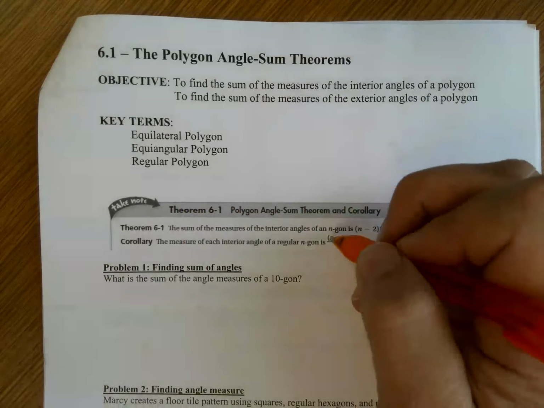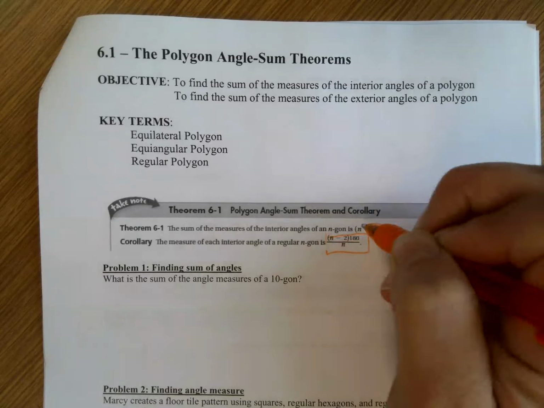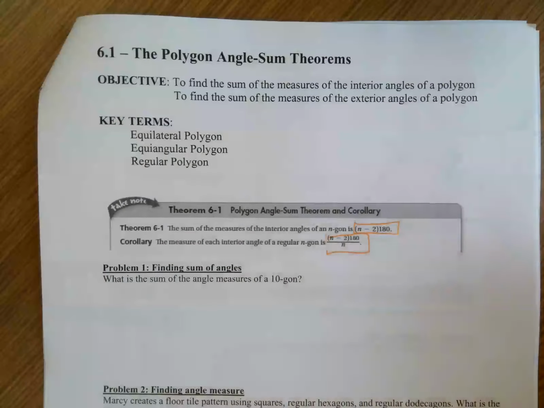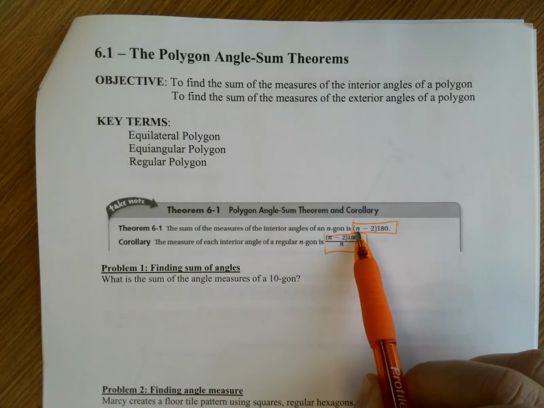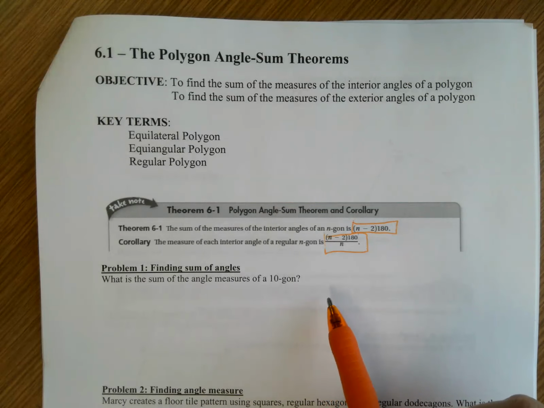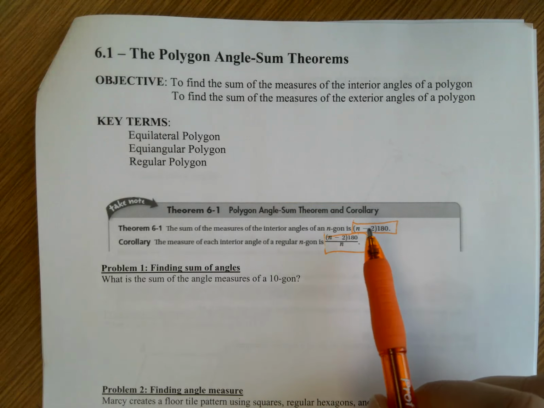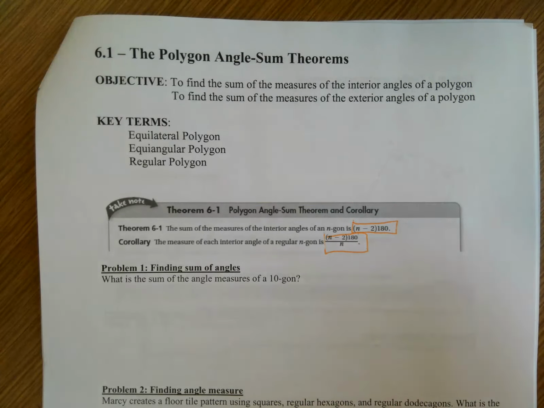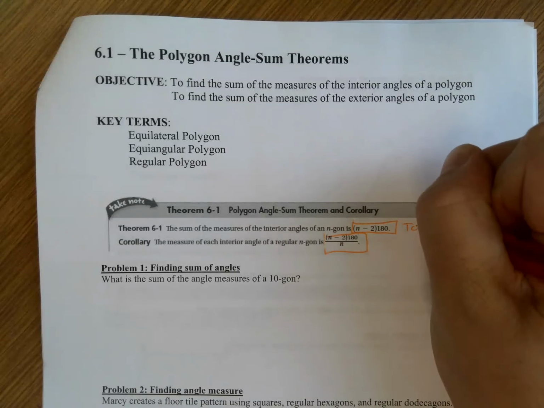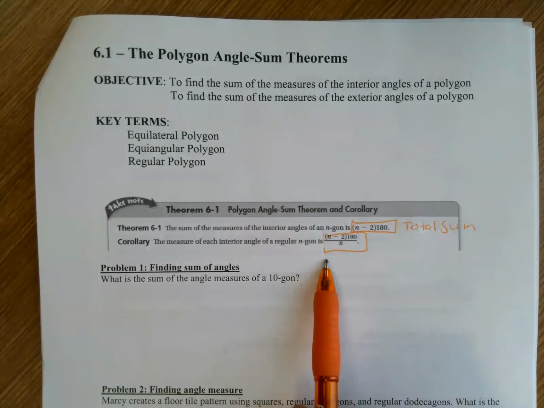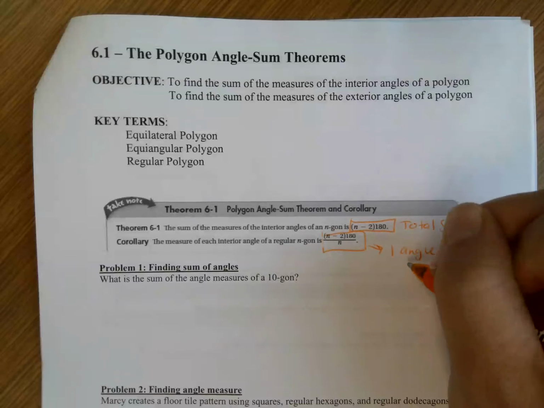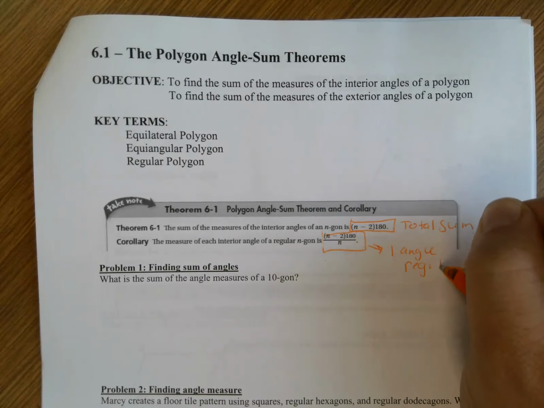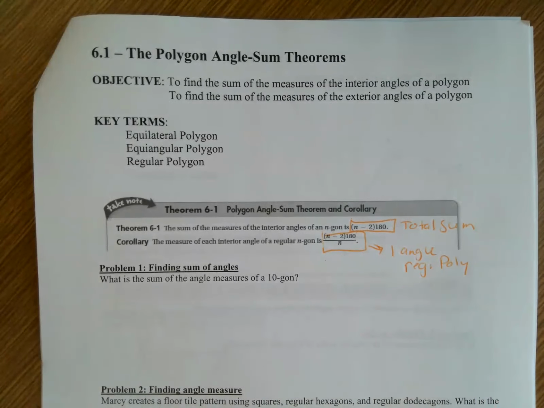So we have this right here. I would highlight these two equations. This first one is saying depending on what the polygon is and the number of sides, if we were to add up all the angles in a polygon of n sides, this is how we would do it. So this would be the total sum. This other equation is one angle in a regular polygon, if we want one angle.